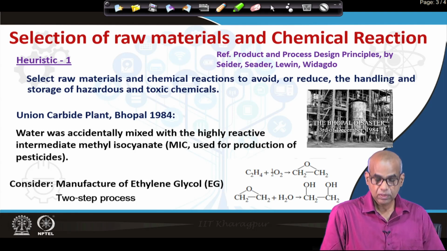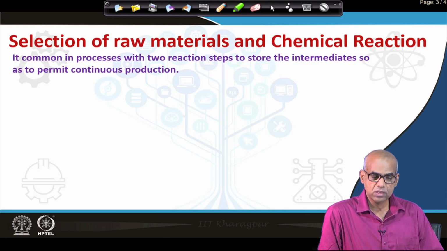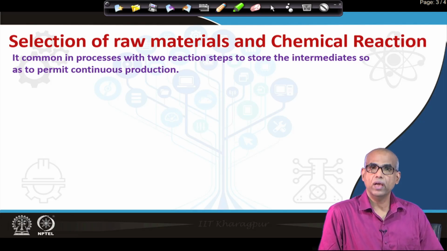Consider the manufacture of ethylene glycol. Usually, it is manufactured in a two-step process as shown. First, the partial oxidation of ethylene and then hydrolysis of the product to make ethylene glycol. It is common in processes with two reaction steps to store the intermediates so as to permit continuous operation. But storing hazardous and toxic chemicals, as we have just discussed, is extremely dangerous. In fact, after the Bhopal incident, the chemical process industries have started thinking to design processes where you do not have to store such dangerous, highly reactive intermediate compounds in huge quantity.